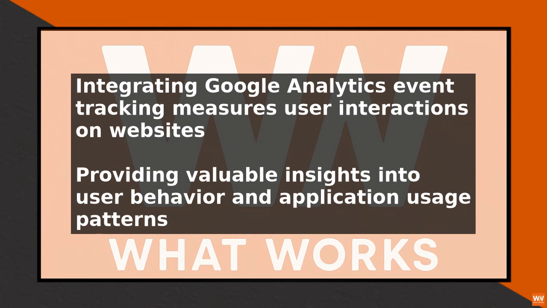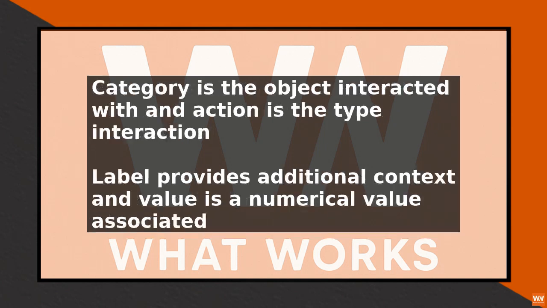Category is the object that was interacted with. Action is the type of interaction. Label provides additional context. And value is a numerical value associated with the event.